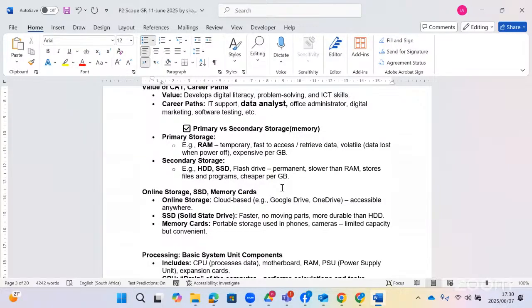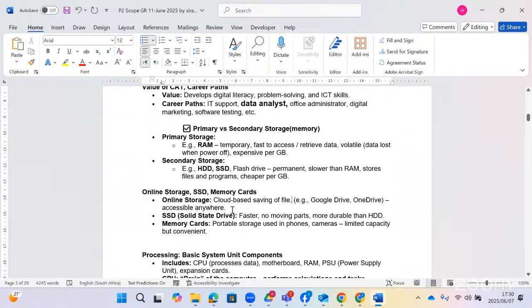Now, again, we move straight to the online storage, SSD versus HDD, and then the memory card. You need to know them. Online storage, that is the cloud-based. In other words, saving files online. Cloud-based saving of files, that's the simple definition. An example, Google Drive, OneDrive, SkyDrive, and others, Dropbox.